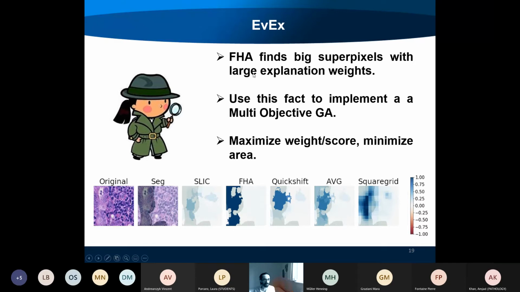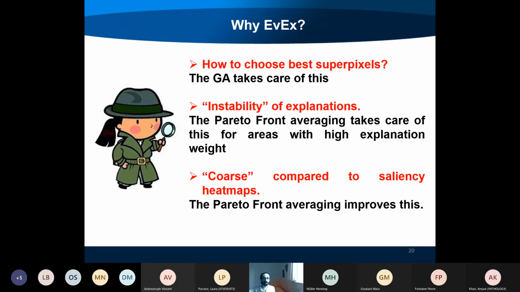Basically, we were using FHA, which has this tendency of finding these big superpixels. Let's do that while also trying to minimize the area, right? And this solves some of those instabilities, those cons that we were talking about with Lime. So how do we choose the best superpixels? In this case, we let the GA do this according to the metrics that we defined.